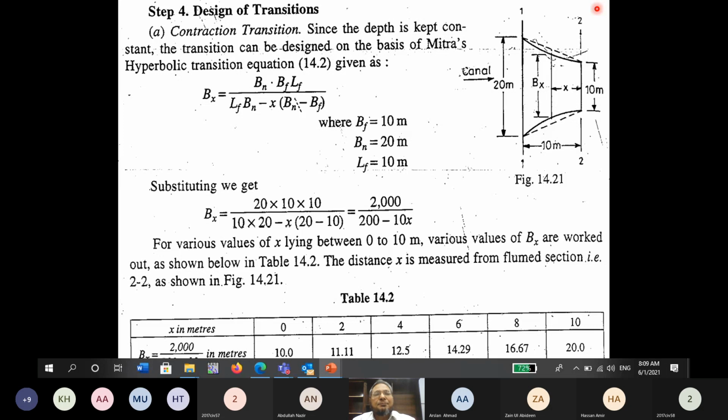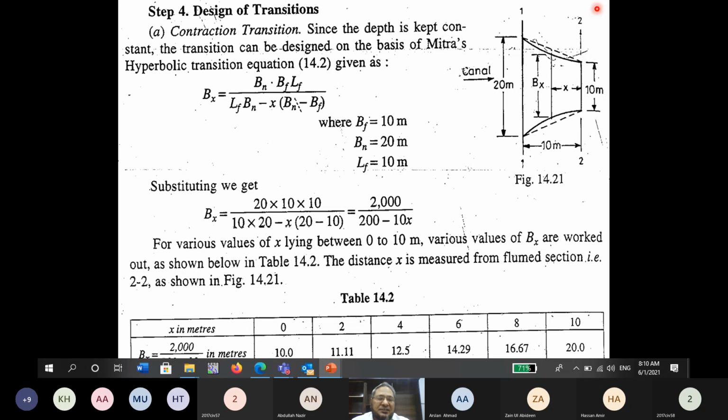Okay, Bismillahirrahmanirrahim. As you mentioned, we were solving a numerical of the cross drainage works, and in this numerical we have covered all parts. Only what is left is how to design the transitions. If you remember, the lengths of the transitions we have already designed. The length of the contraction transition was 10 meters, and the length of the expansion transition we calculated as 15 meters. And you know, those lengths are computed from the value of the splay.